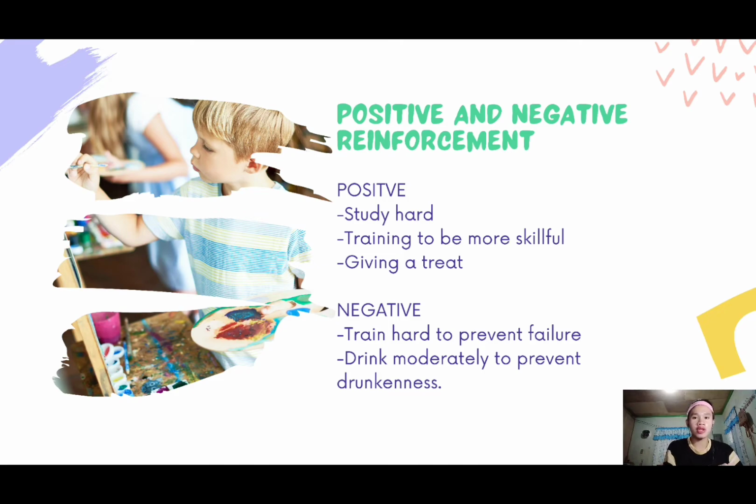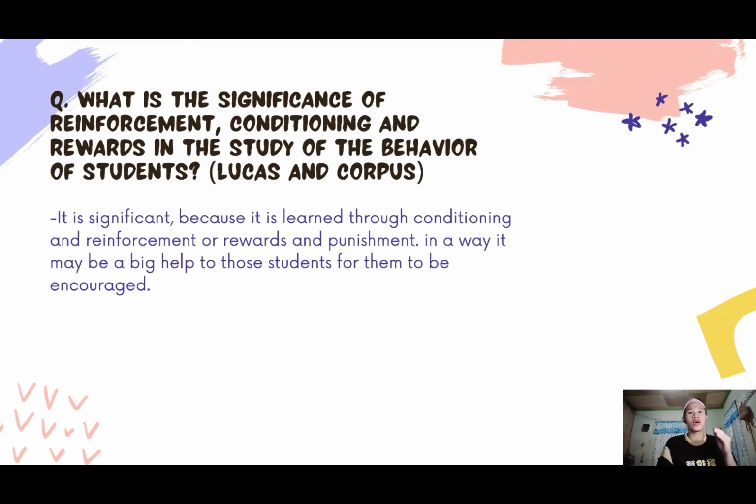I have two examples wherein: train hard to prevent failure, and drink moderately to prevent drunkenness. Question: what is the significance of reinforcement, conditioning, and rewards in the study of the behavior of students? It is significant because behavior is learned through conditioning and reinforcement, or rewards and punishment, in a way that may be a big help to encourage those students.